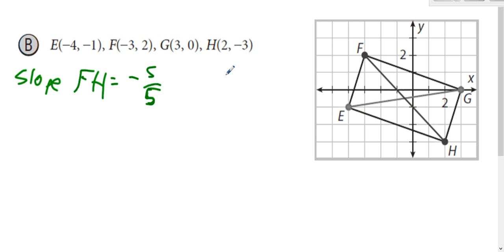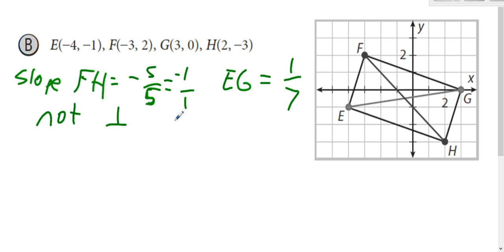And the slope of EG, up 1 over 7. So that's negative 1 over 1 and positive 1 over 7. Those are not reciprocals, so they are not perpendicular. It's not perpendicular, so it's not a rhombus. Since a square has to be a rhombus and a rectangle combined, it's also not a square.